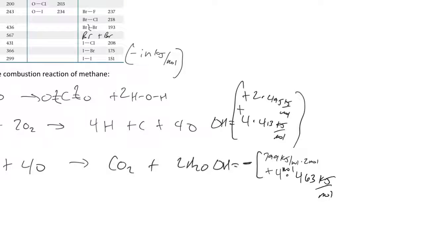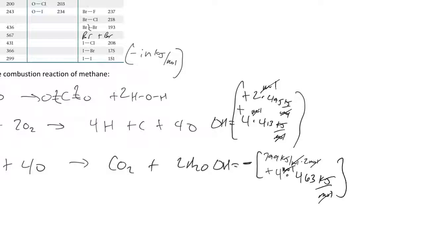So think of the moles of bonds that we're breaking here to cancel out the units of kJ per mole. When I have two moles of CO bonds, that's canceling out into the kJ per mole of that bond. So four moles of the OH bonds, 463 kJ per mole of that bond.